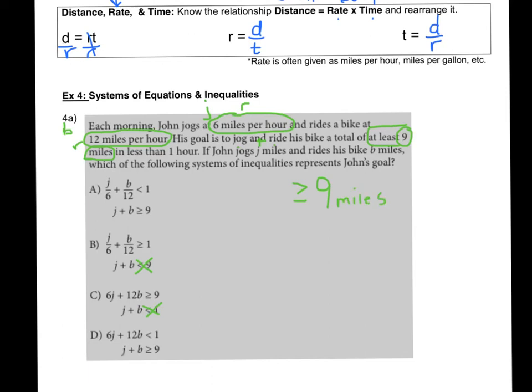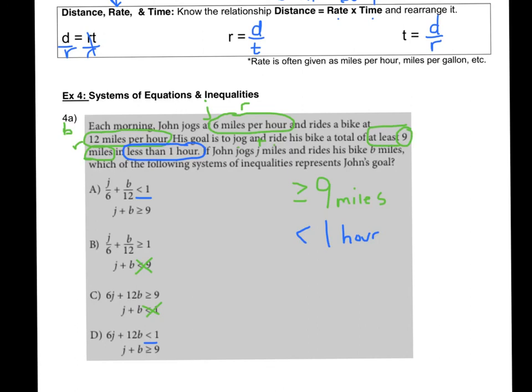All right, because we need it to be at least 9 miles. He also needs to complete all of this in less than 1 hour. He can't be out there all day. All of his activities need to take less than 1 hour. So some other inequality needs to be less than 1 hour. All right, well, if you look at A and you look at D, they both have less than 1 hour. So we've narrowed it down to 2 choices. If you have to guess from this point on, narrowing it down to 50-50, and guessing from there is a lot better than just guessing out of 4, but we'll keep going to get the rest of the right answer.